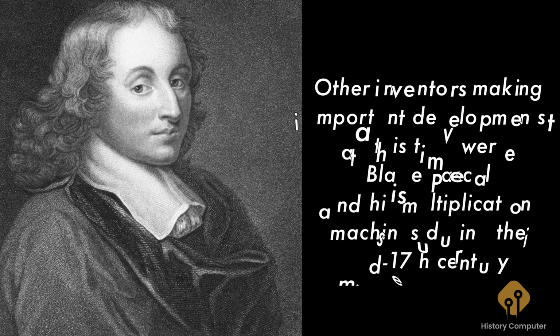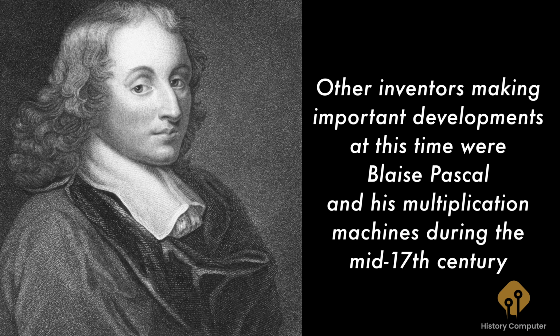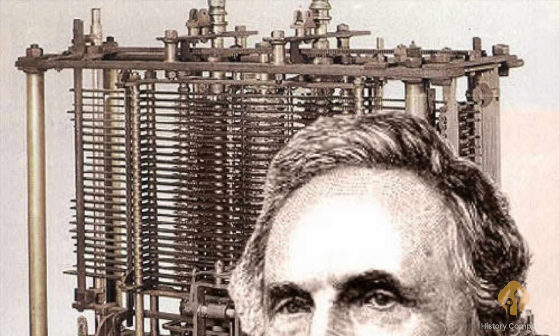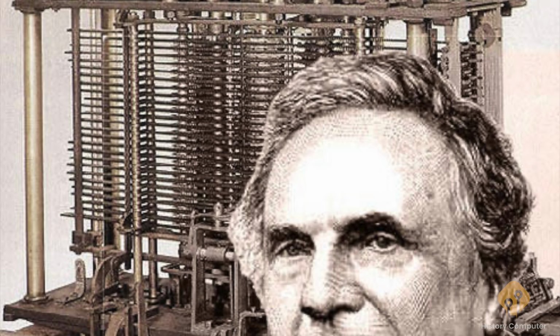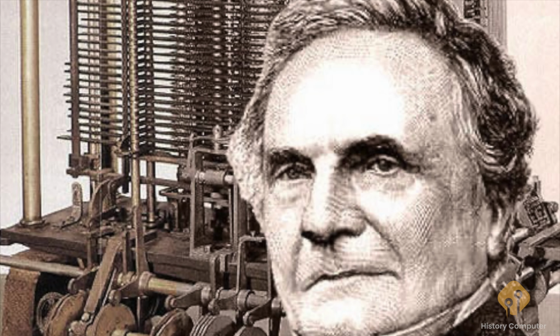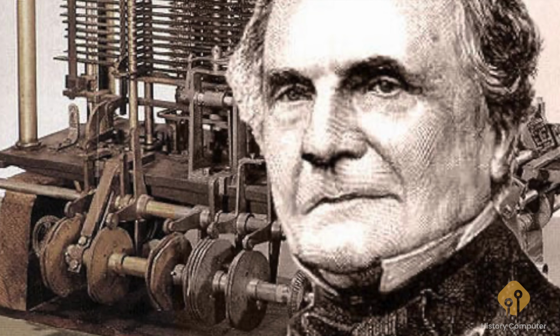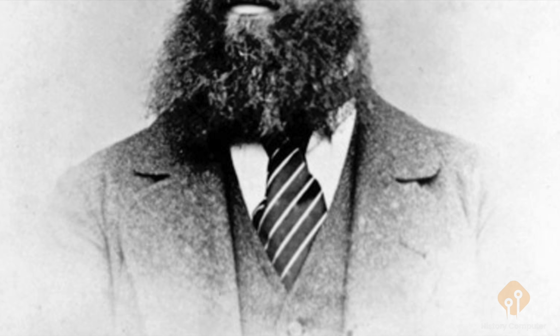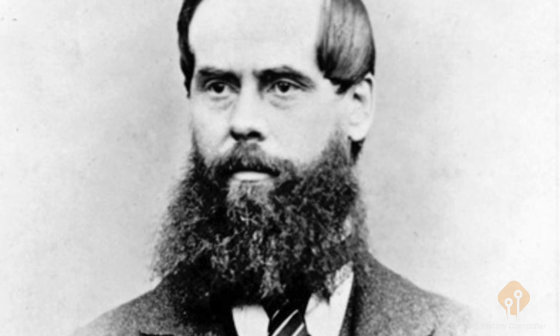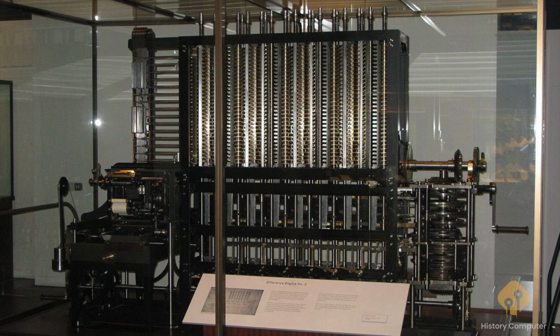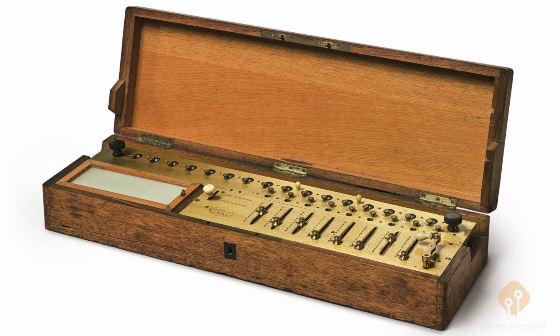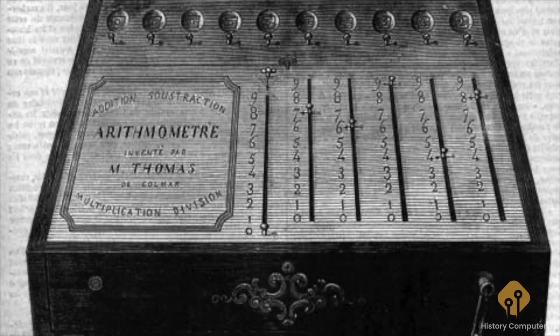Other inventors making important developments at this time were Blaise Pascal and his multiplication machines during the mid-17th century. British mathematician Charles Babbage tried to invent a calculating tool able to both calculate and print out logarithmic tables. While he couldn't ever figure it out for certain, his son Henry managed to make it work in the 1870s. Concurrent to Henry's work, the arithmometer was being conceptualized and brought to light.